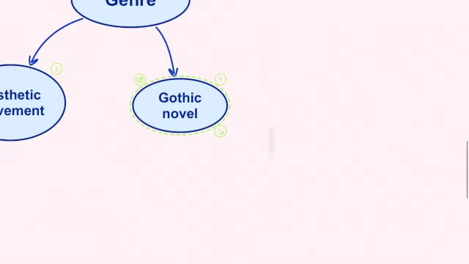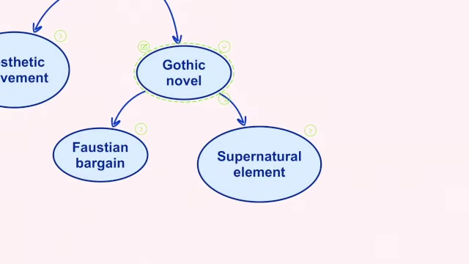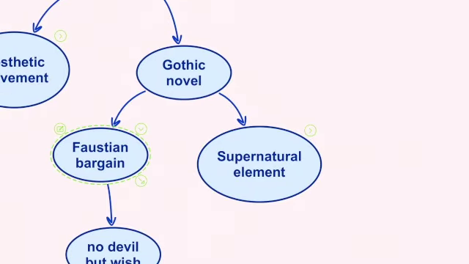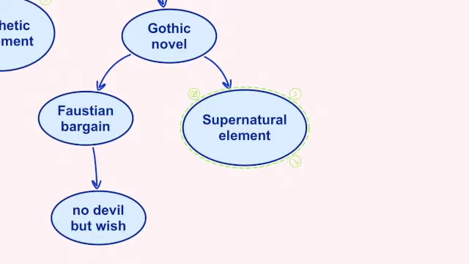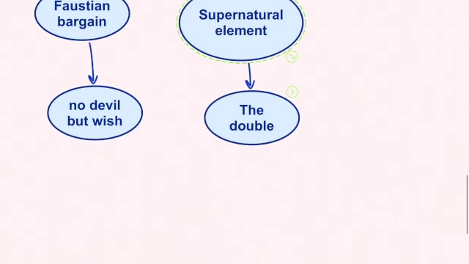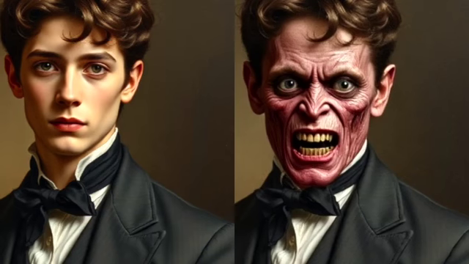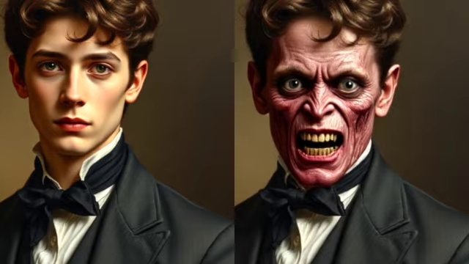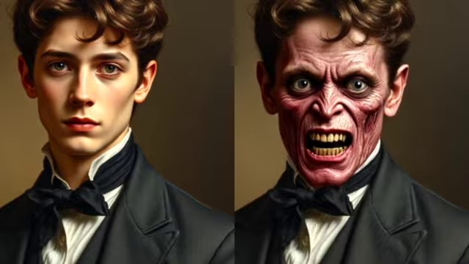Now, moving on to the Gothic novel. This is divided into 2 elements, the Faustian bargain and the supernatural. Dorian's wish isn't made to the devil, but the result is the same. His portrait is old and he's young. The supernatural element is also the source of the Gothic motif of the doppelganger. That means the figure of the double, the split self. Dorian's face is beautiful. His portrait is monstrous. In other words, the portrait is both his mirror and his conscience.